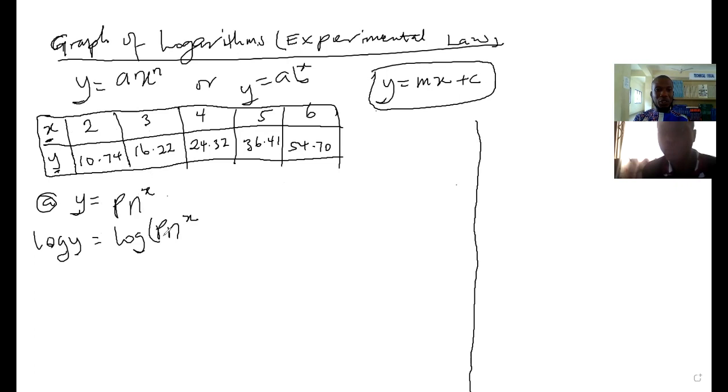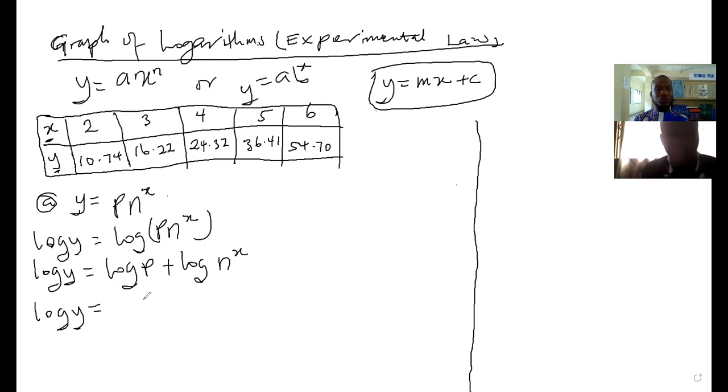Always don't forget this is a product. Okay, and then log y is equal to log p plus log n exponent x. Great. And then log y again is equal to log p plus x log n. And then we name it as equation 1. Come back to it.